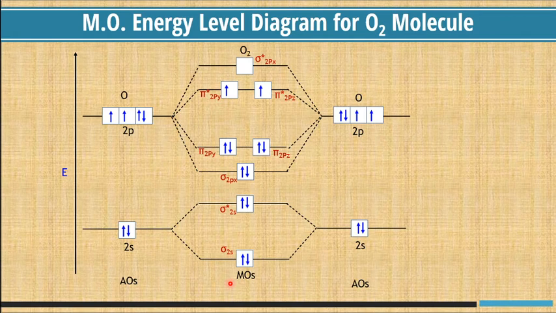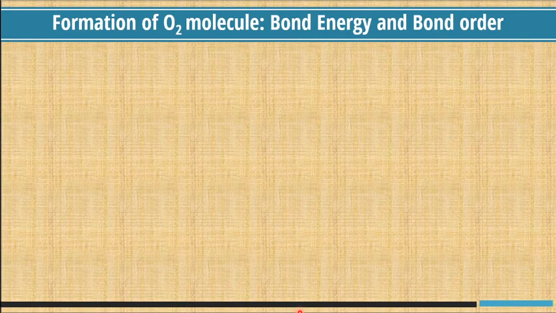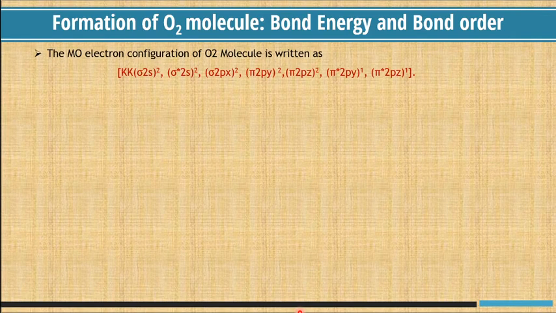Let us calculate the bond energy and bond order for the oxygen molecule. The molecular orbital electronic configuration of the oxygen molecule can be written as KK sigma 2s2, sigma star 2s2, sigma 2px2, pi 2py2, pi 2pz2, pi star 2py1 and pi star 2pz1.